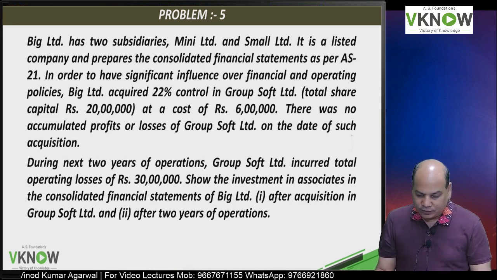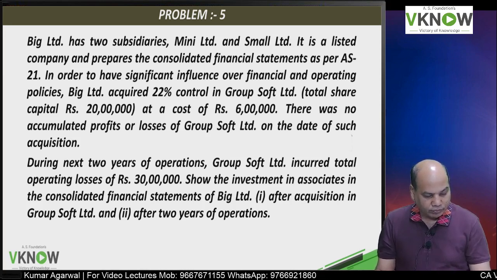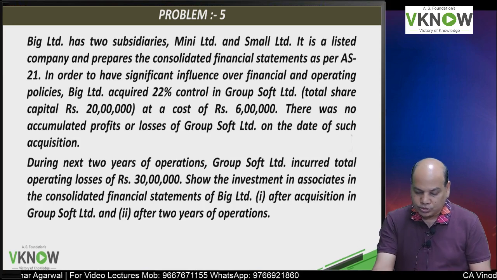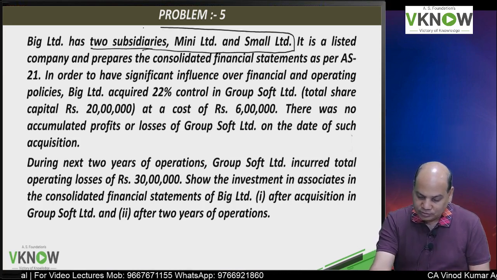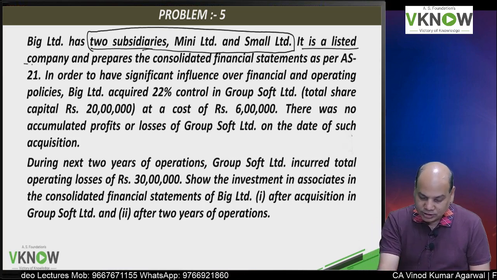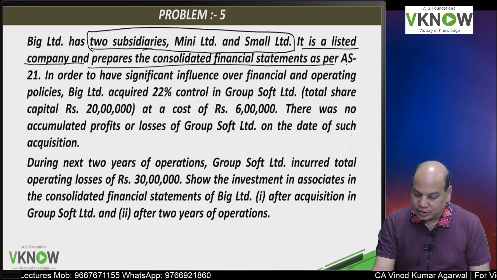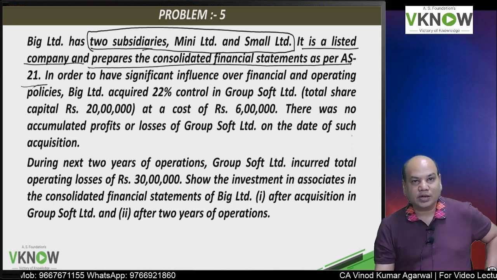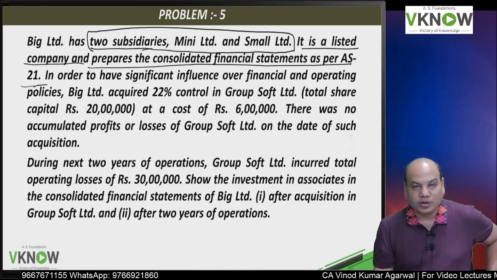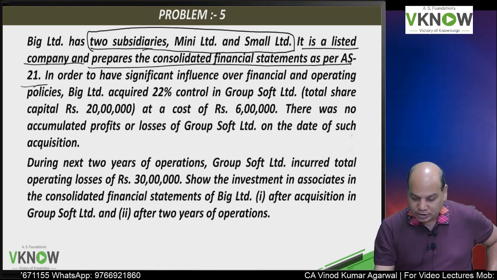Question number 5, another important question. Big Limited has 2 subsidiaries, mini and small. It will not affect my answer. It is a listed company and prepares consolidated financial statements. So the requirement of this chapter is that the entity should be preparing consolidated financial statements.